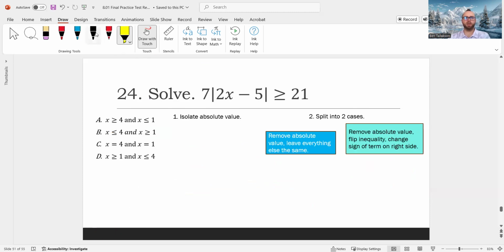24 and 25 are also similar to each other. So let's see what happens here. Solve. It says solve. What are we solving for? What's unknown? Obviously, we can see an x, which is good. There's only one x, and there's some helpful clues on the board.